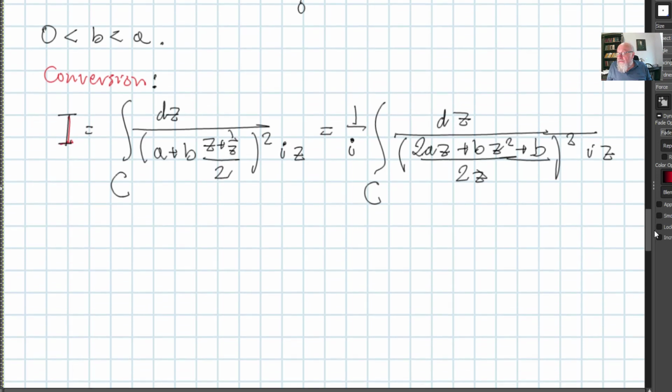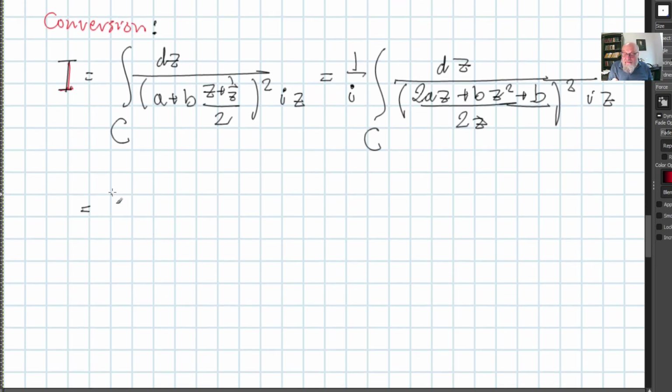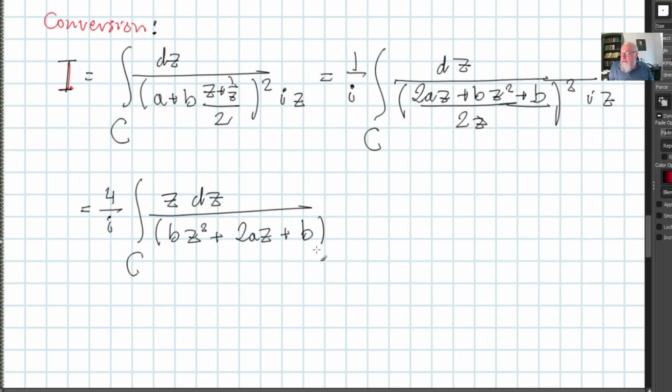So maybe write it down like this, 4 divided by i, and this is c, and here we are getting z dz, and here we have a quadratic polynomial which is bz squared plus 2az plus b, and that one is squared. Notice that this polynomial has two roots. This bz squared can be easily solved, you can use the completion to the full square, and you can find out that we have two roots.